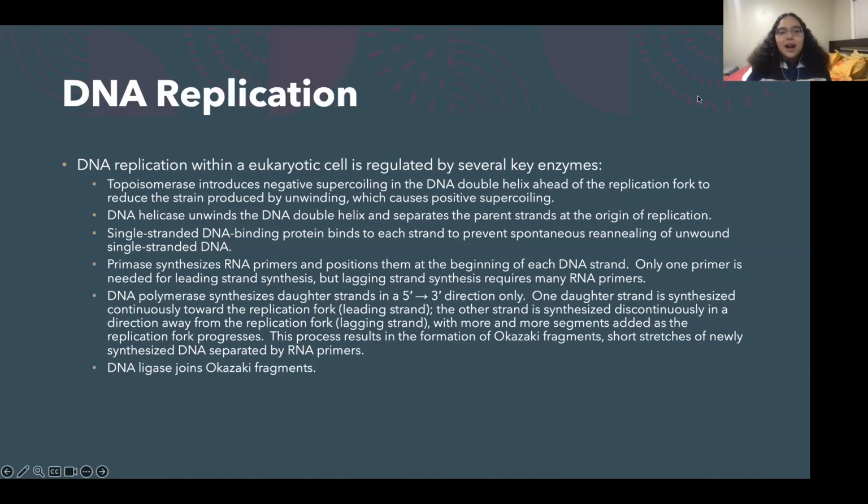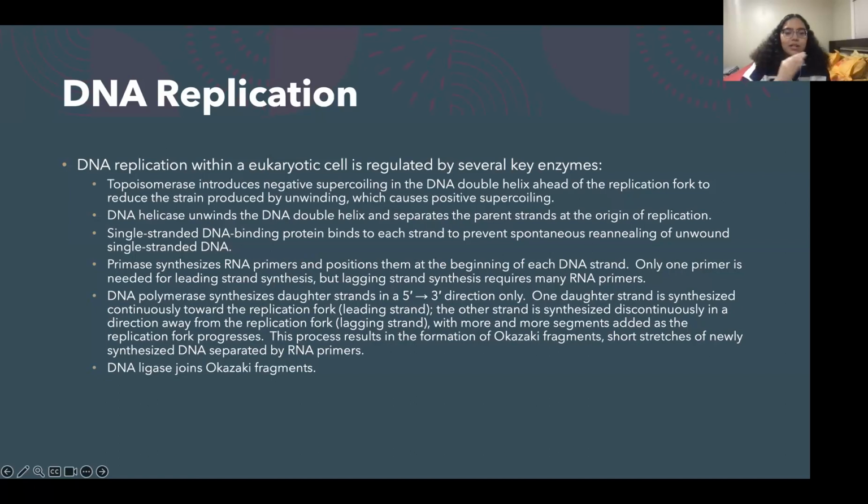There's single-stranded DNA binding protein, and that binds to each strand to prevent re-annealing if it's single-stranded DNA. Primase synthesizes the RNA primers and puts them at the beginning of each DNA strand. You only need one for the leading strand, but on the lagging strand, you're going to have multiple for the Okazaki fragments. But I have a photo in one of the coming slides.